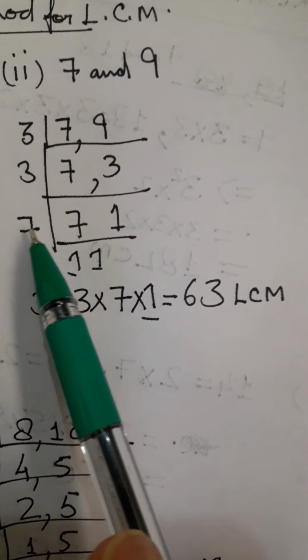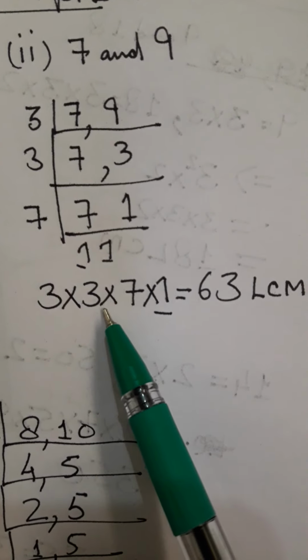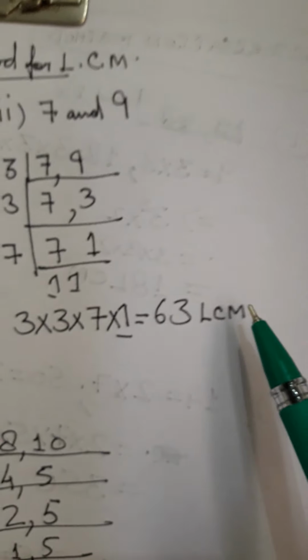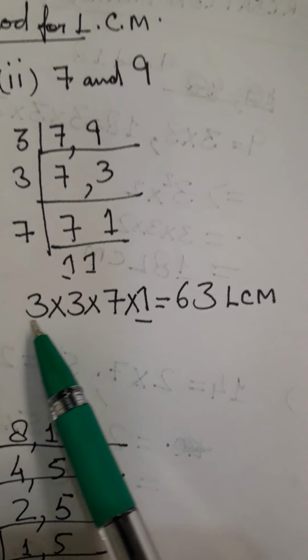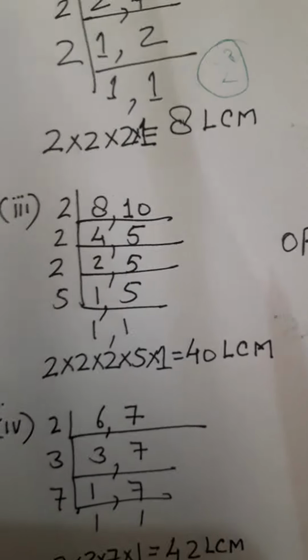And now you'll have to divide this by 7. 7 1s are 7. So you'll get 3 into 3 into 7 into 1. So 63 is your LCM. Why? Because 3 square is 9. 9 into 7 into 1 is 63. Look at the other one.